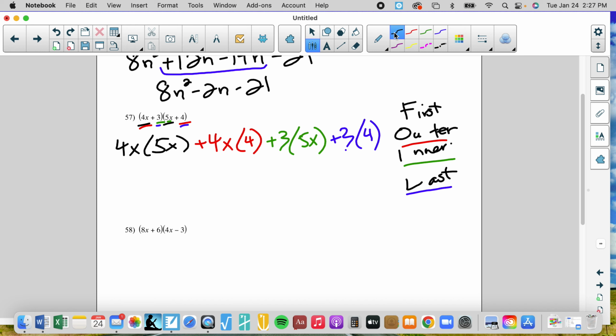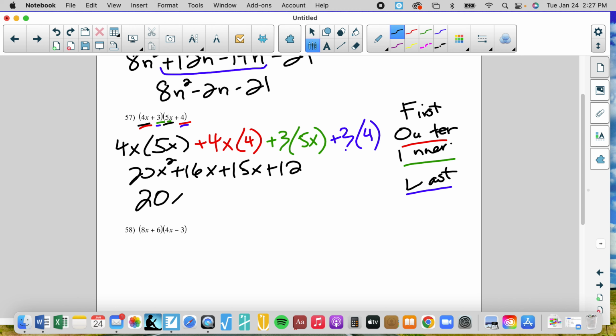So 4x times 5x is 20x squared. 4x times 4 is 16x. 3 times 5x is 15x. And 3 times 4 is 12. We're going to combine like terms. Our inside and outside, outer and inner, are going to be like terms. So we can combine those coefficients.